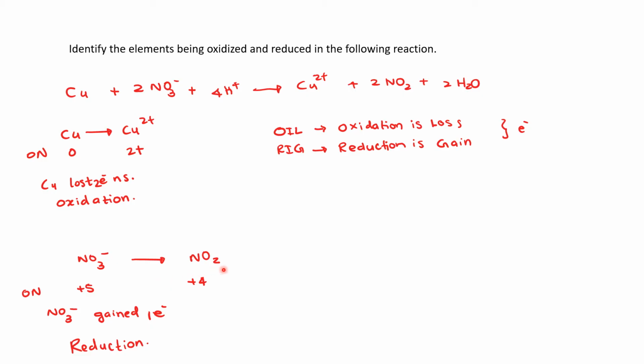Nitrate to nitrogen dioxide. Nitrogen in the nitrate has +5 oxidation number. Nitrogen in nitrogen dioxide has +4 oxidation number. +5 to +4, that means it gained 1 electron. Reduction is gain, that means nitrate underwent reduction.